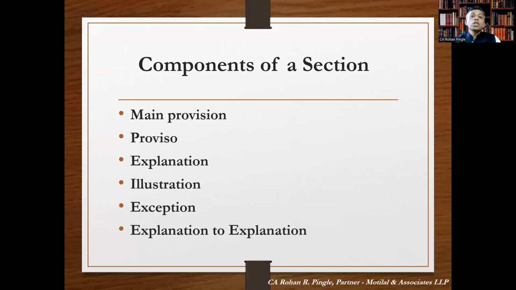Sometimes multiple explanations exist. Certain sections also contain exceptions, deeming provisions, and special situations. One common mistake is reading only the opening sentence while ignoring the provisos and explanations. Those also need to be read and understood. In tax law, the real meaning often lies within these supporting provisions.